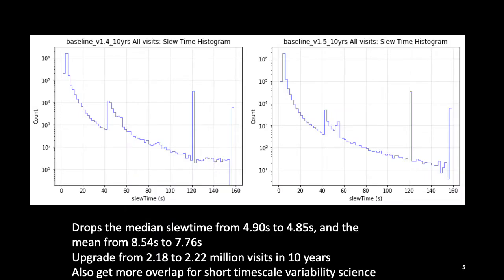Here are the slew time histograms from those 2 simulations over the full 10 years. Notice that it's a logarithmic axis on the y-axis there. We're very peaked at about 4.5 second slews, but by making areas more contiguous, we did bring the mean down from 8.5 seconds to 7.7 seconds, and that's enough to upgrade from 2.18 million observations to 2.2 million observations over 10 years. So we get a nice little couple percent boost in the number of observations when we make areas more contiguous. That also means we get more overlap between observations, so short time scale science gets a boost when we've made this improvement.